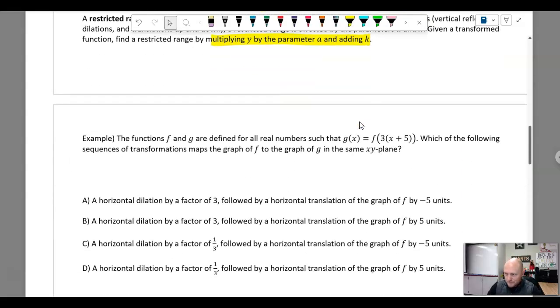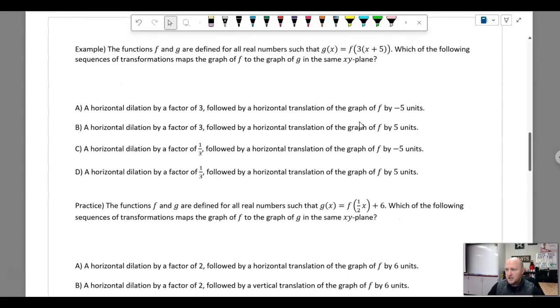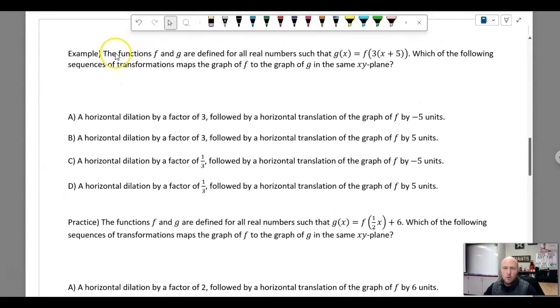All right, let's just jump in. Example 1 says the functions f and g are defined for all real numbers such that g of x is equal to f of 3x plus 5. Which of the following sequence of transformations maps the graph of f to the graph of g in the same xy plane? Always identify the parameters.